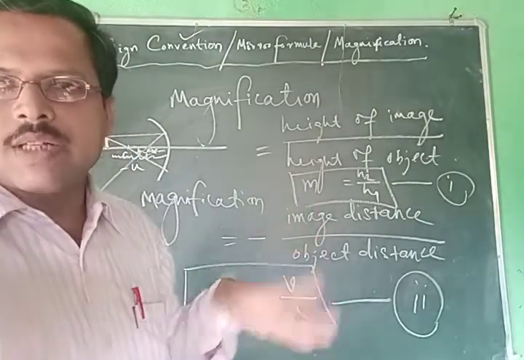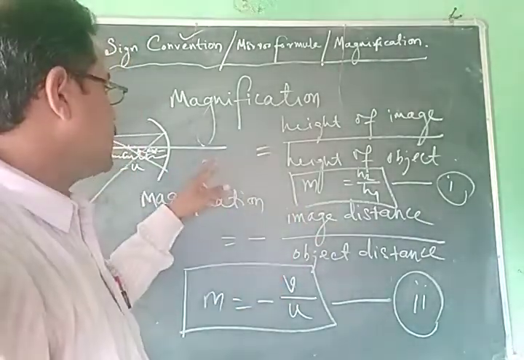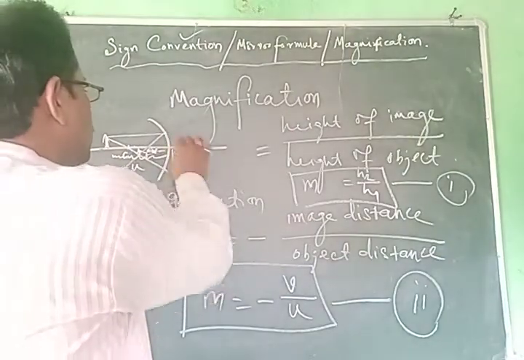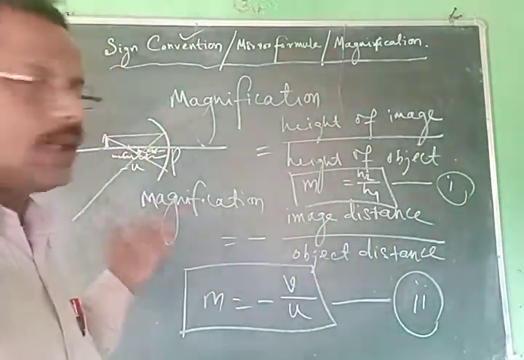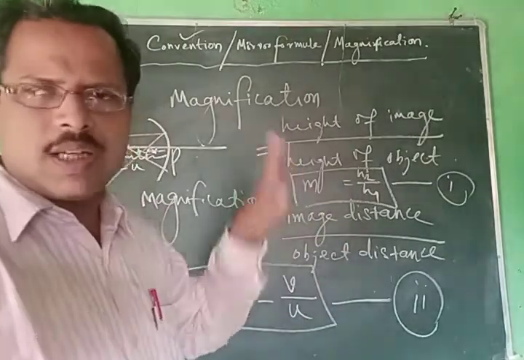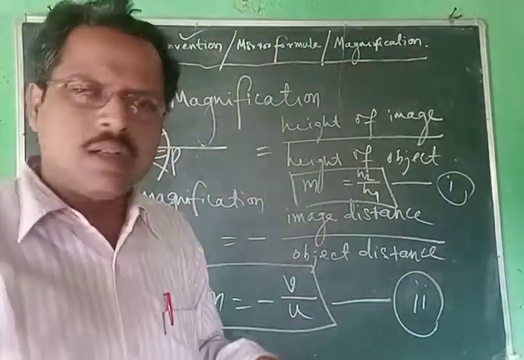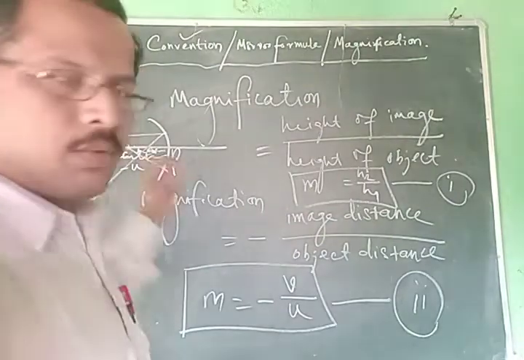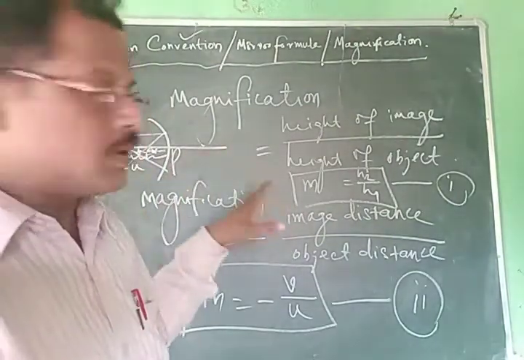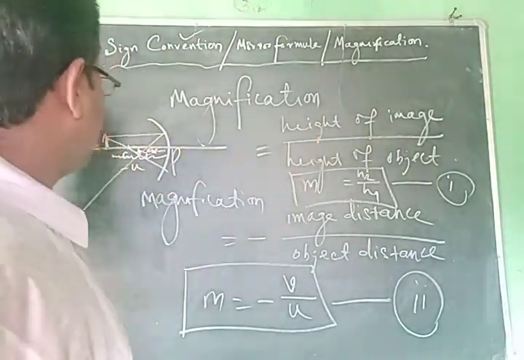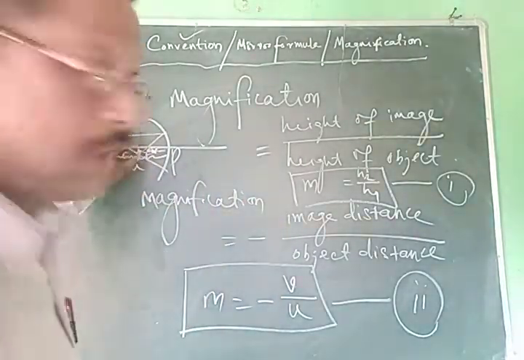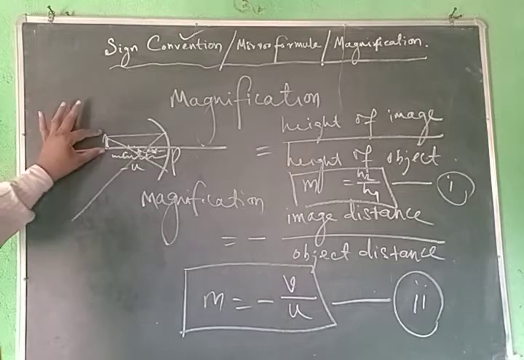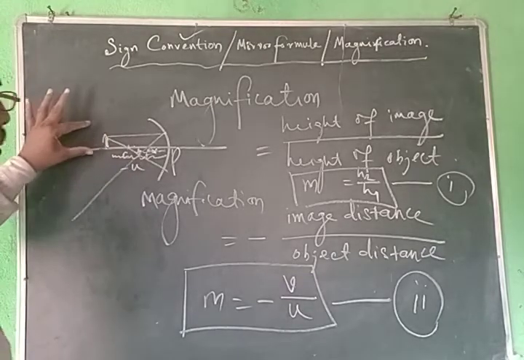And always the negative sign is used because you are measuring from the pole to the left side of the pole. That's why we should take the negative sign. That is sign convention. My point is magnification here, and for magnification we have to take the ratio of height of the image to height of the object. Here it is the image and it is the object. This is the height and this is the height.